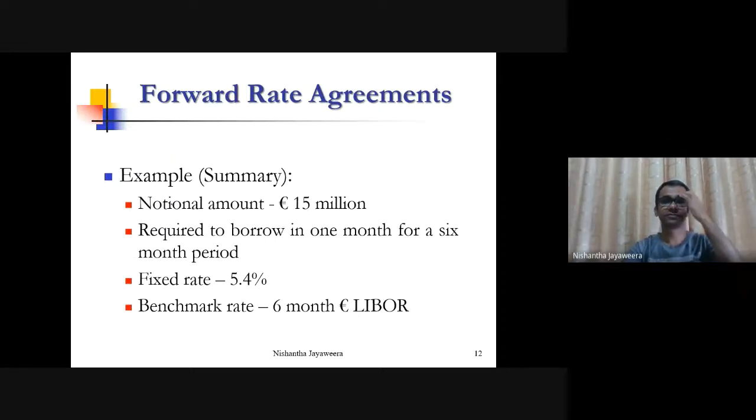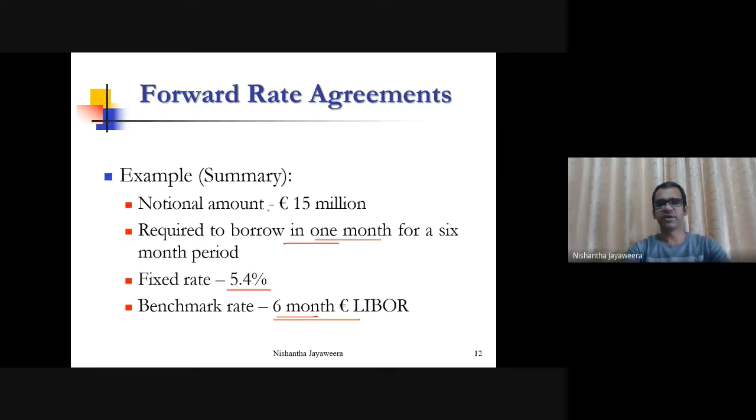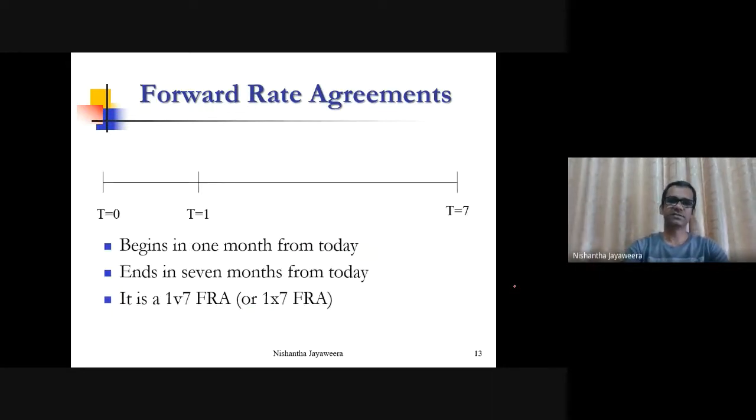So assume, sorry, this is the summary. Notional amount is 15 million, required to borrow in 1 month for a 6-month period. Fixed rate is 5.4. The benchmark rate is 6-month LIBOR. Why this 6-month LIBOR? Because your requirement is for a 6-month period, so it should match with this. Then we'll see what would happen.